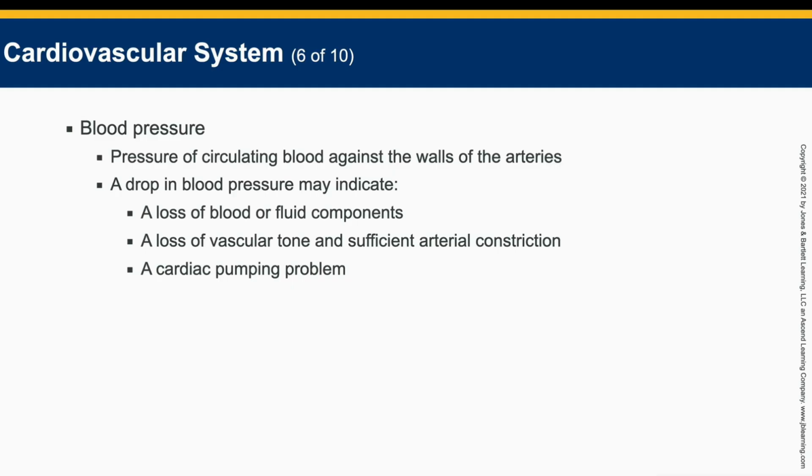One possibility is a loss of blood or body fluids, which can occur with bleeding, dehydration, or severe illness. Low blood pressure may also be the result of a loss of vascular tone, meaning the blood vessels are not constricting properly to maintain circulation. Finally, a drop in blood pressure may indicate a problem with the heart's ability to pump effectively, which can occur in certain cardiac conditions. Monitoring blood pressure helps evaluate whether a patient is maintaining adequate circulation and perfusion.